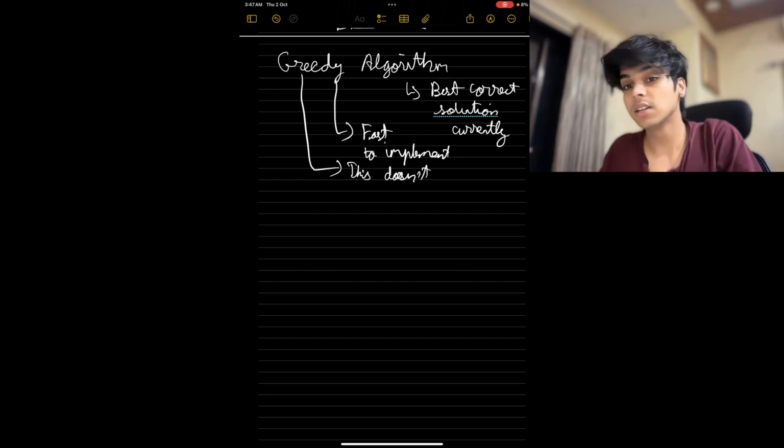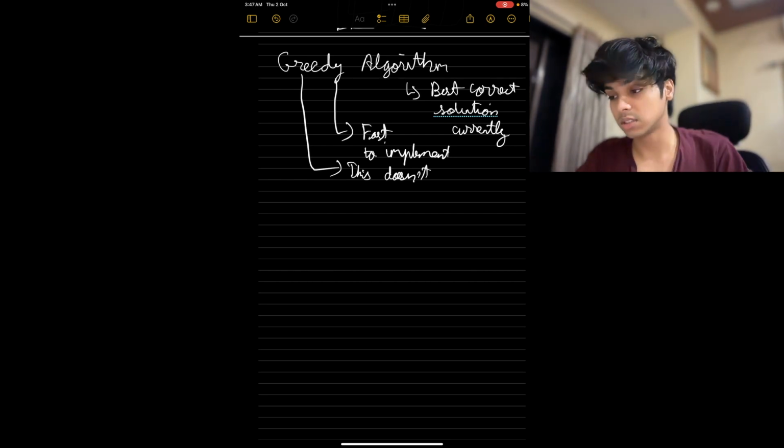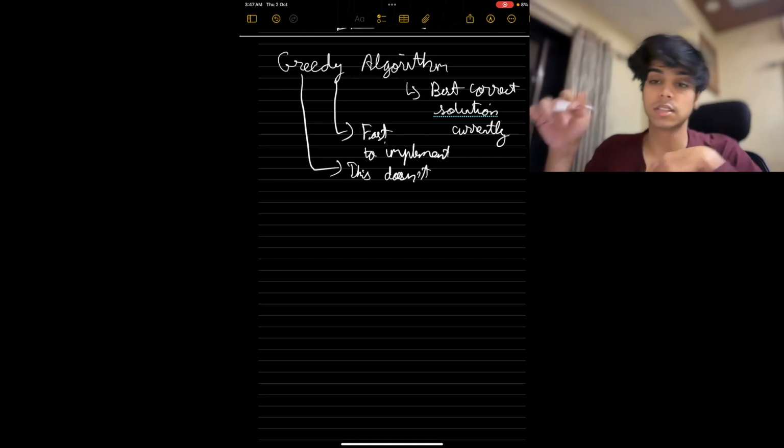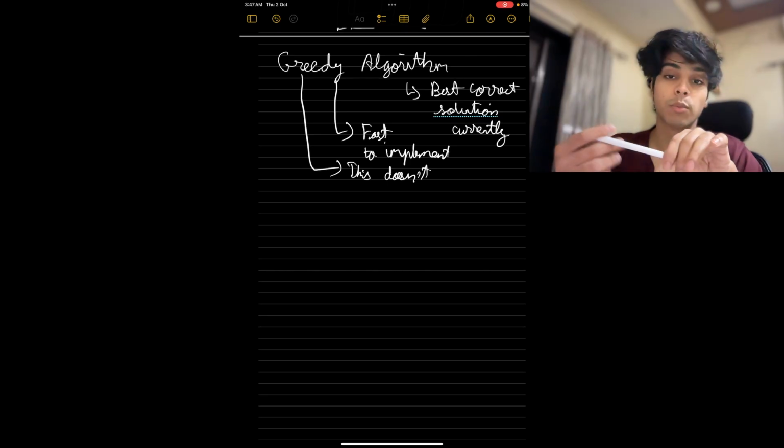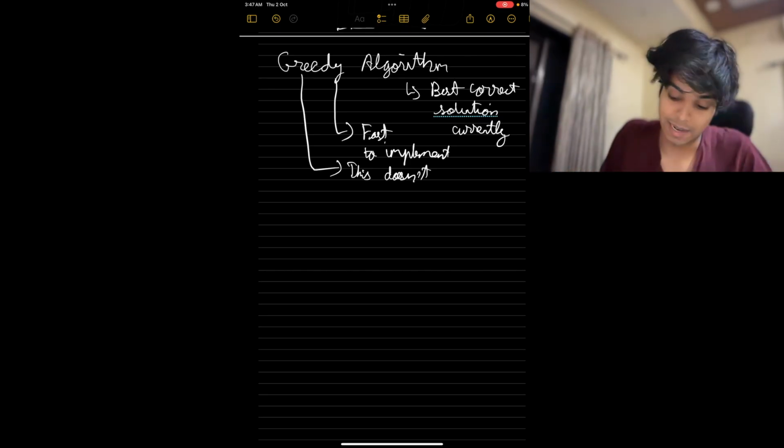It doesn't reconsider its choices. Once a decision has been made, once it's decided that this is a solution, it doesn't go back and check whether it's correct or not if more values are added. So that's greedy.